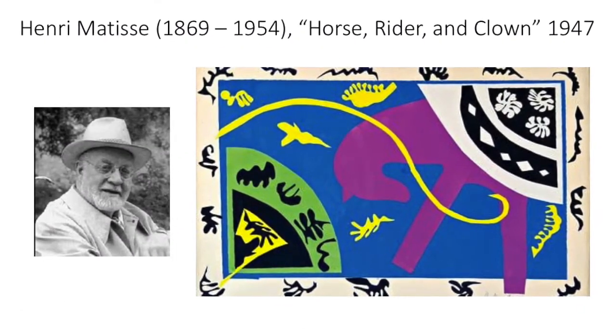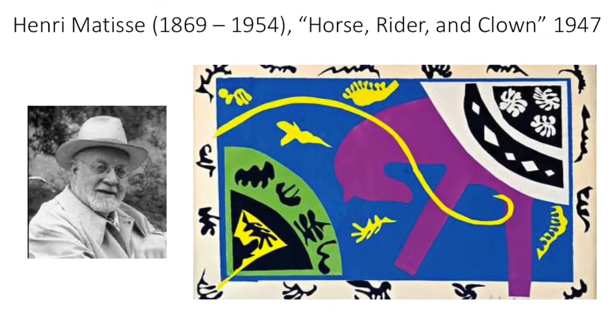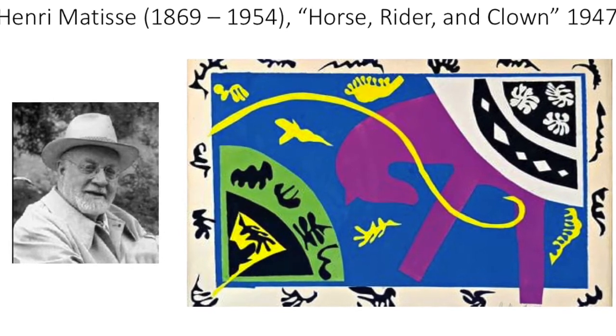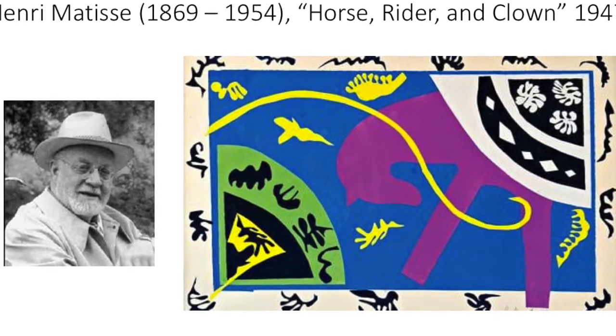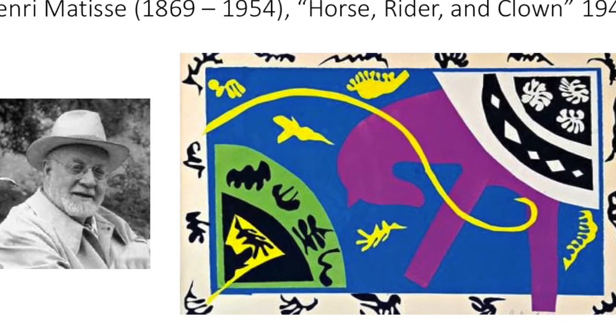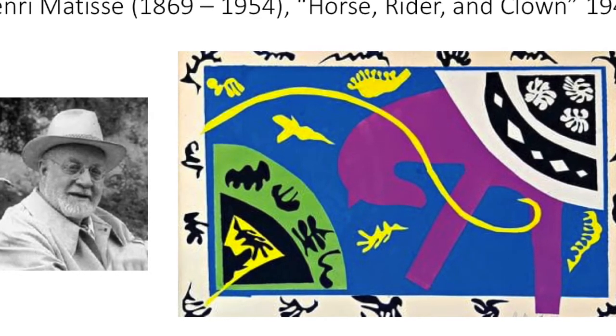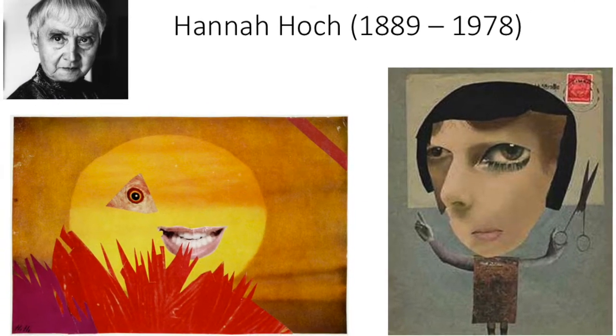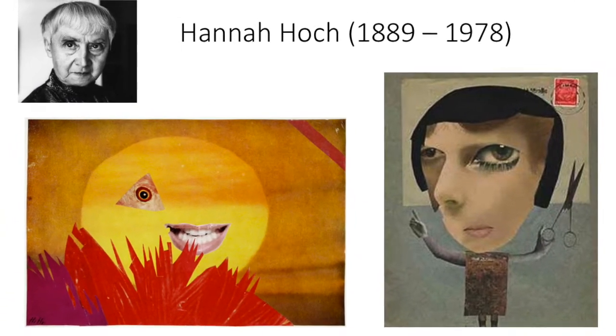This is by Henri Matisse. He titled it Horse, Rider, and Clown, and he created it in 1947. He used colorful pieces of paper in which he cut out the shapes to create this piece of art. These are by Hannah Hoch. She cut up photographs to make these collages.